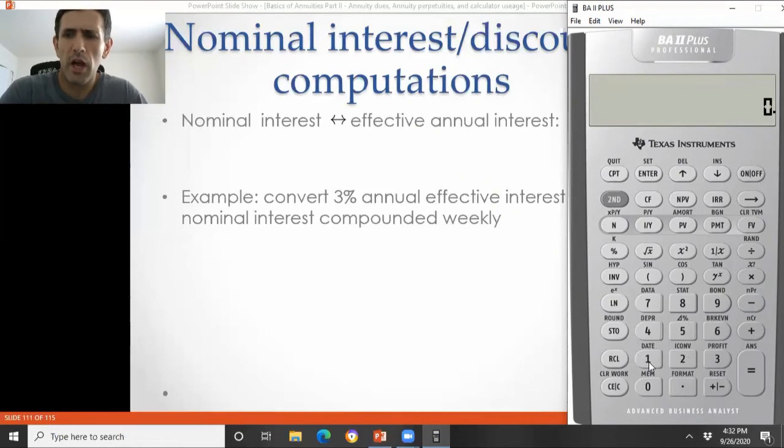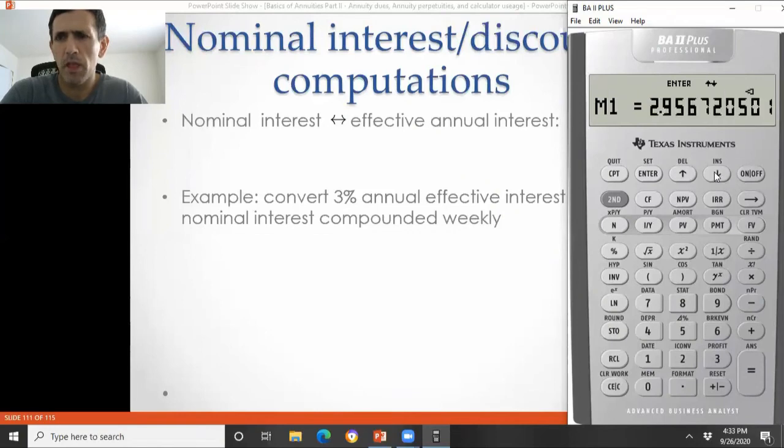You take 1.03 to the power 1 over 52, minus 1, times m, which is 52, and that's a decimal, convert to a percentage by times 100, and that's exactly the correct answer, 2.95672. We saved it from the calculation here.